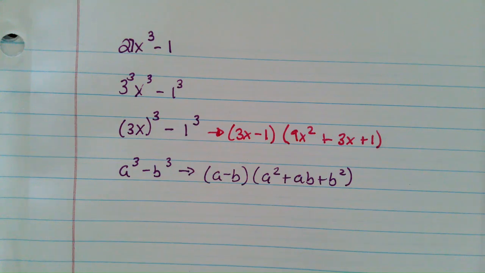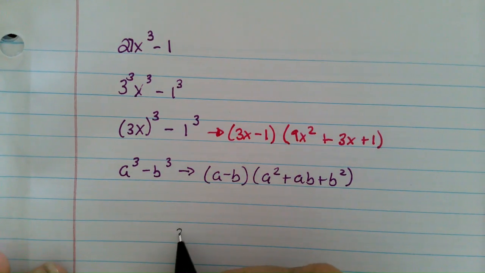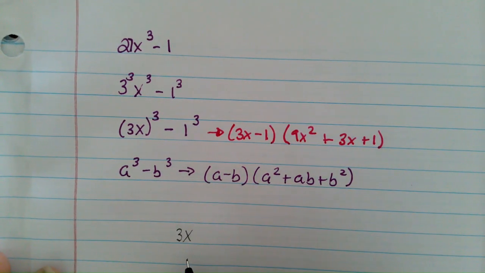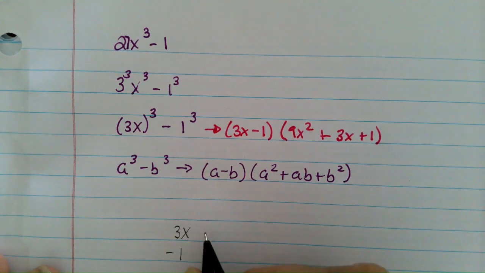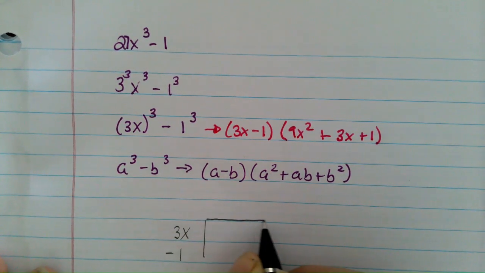I have a lot of students that know, look, 27 is 3 cubed and x cubed, and 1 is 1 cubed, so they can get this part. But they have trouble with coming up with the top.